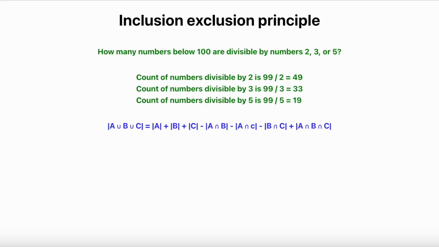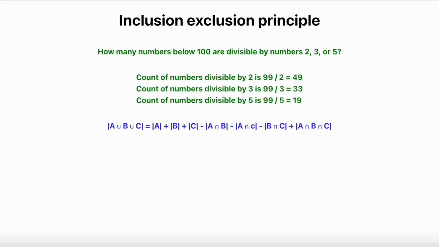We can consider another example containing three sets. How many numbers below 100 are divisible by 2, 3 or 5? Count of numbers divisible by 2 is 49. Count of numbers divisible by 3 is 33. Count of numbers divisible by 5 is 19.